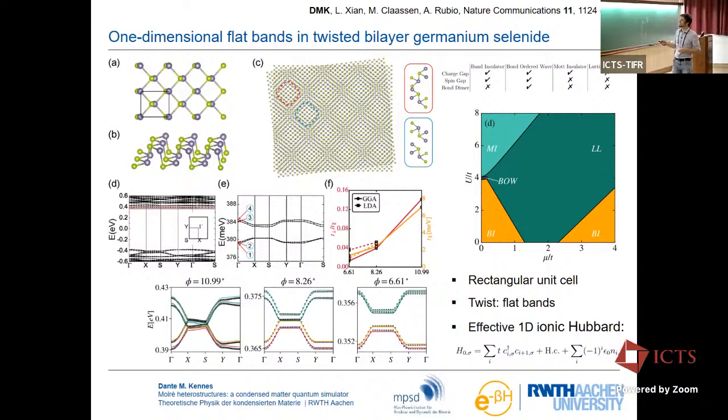This is again half filling here. So this is with respect to the flat bands, right? So this is here. And this is, twist angle in a sense, the ratio of potential versus kinetic energy scales.